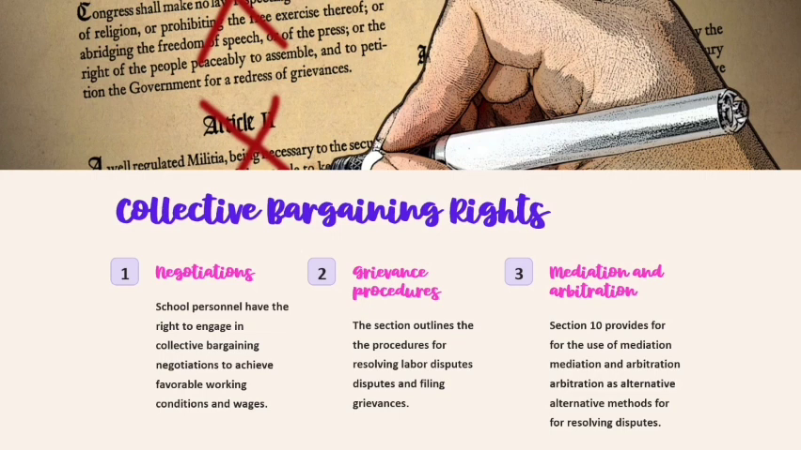The section outlines the procedures for resolving labor disputes and filing grievances. So in the Philippines, grievance procedures in the education context are established to address and resolve disputes, complaints, or concerns that may arise among various stakeholders in the education system. These procedures aim to provide a fair and structured process for individuals or groups to seek redress for perceived grievances related to education.